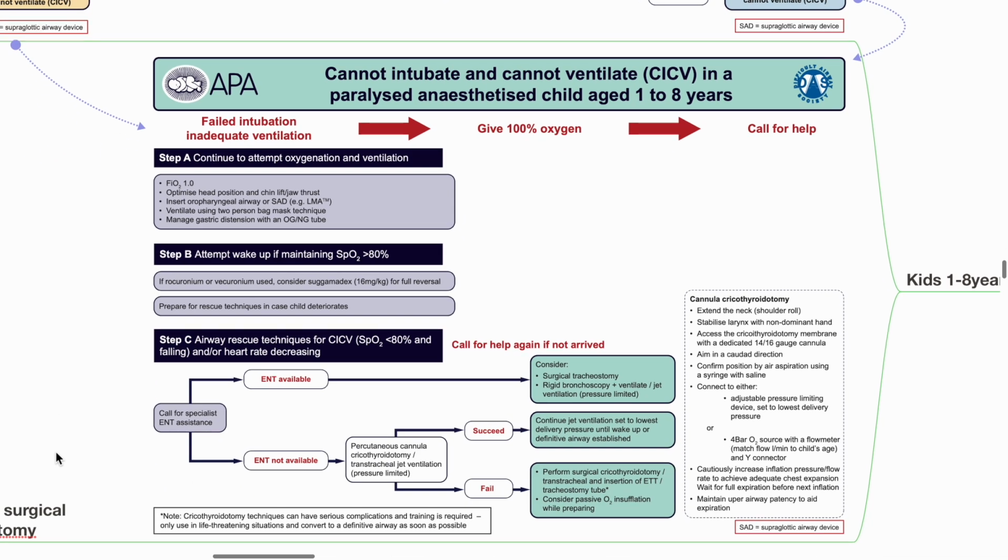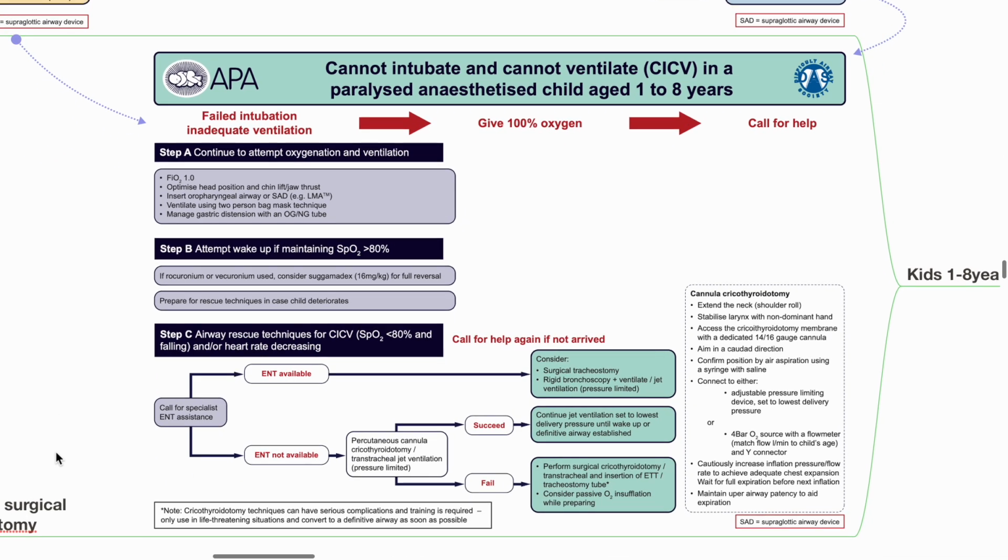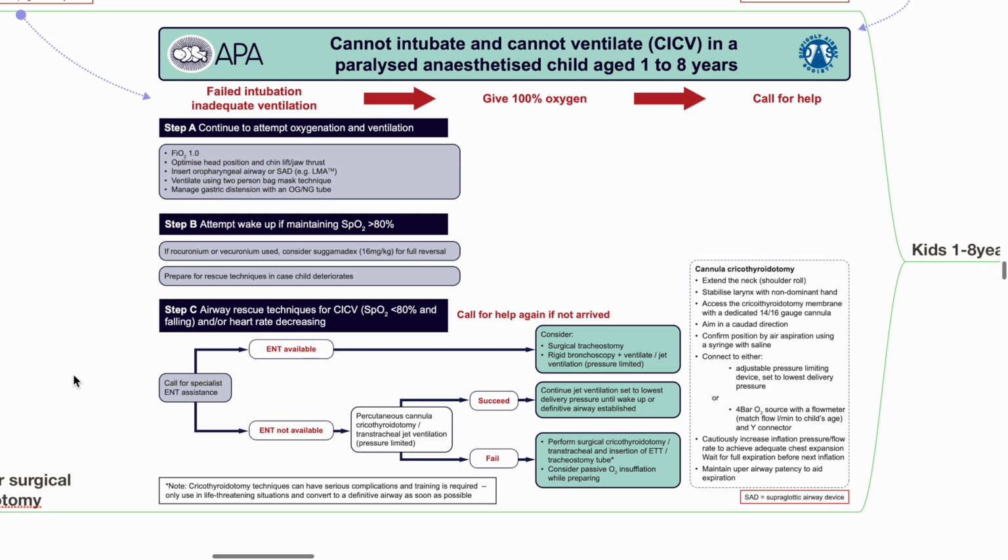CICV in a paralyzed anesthetized child, age 1 to 8 years old, guidelines. Failed intubation and inadequate ventilation: give FiO2 1 and call for help. There are 3 steps. Step A, continue to attempt oxygenation and ventilation. Step B, attempt to wake up if maintaining SpO2 more than 80%. Step C, airway rescue techniques for CICV in SpO2 less than 80% and falling and/or heart rate decreasing.